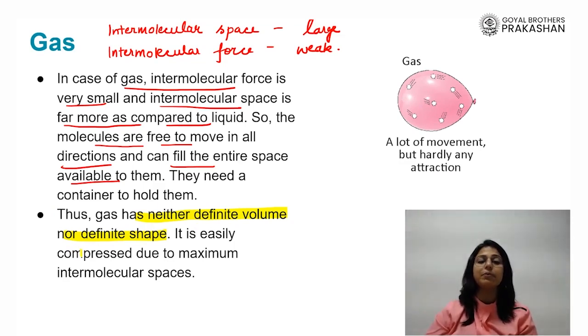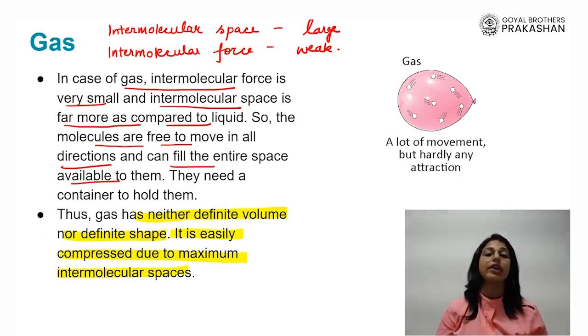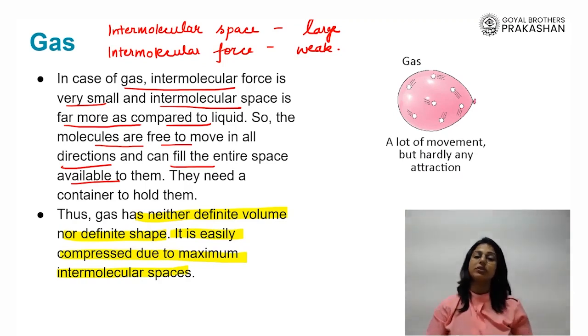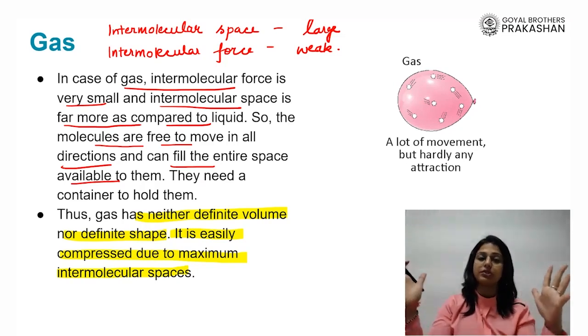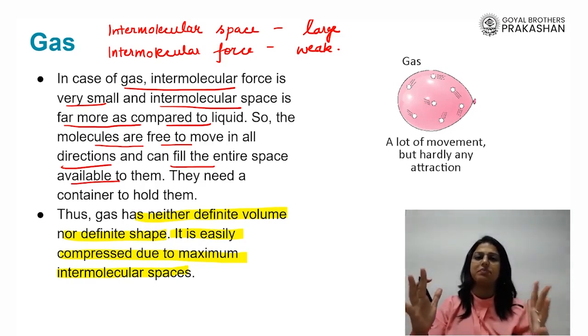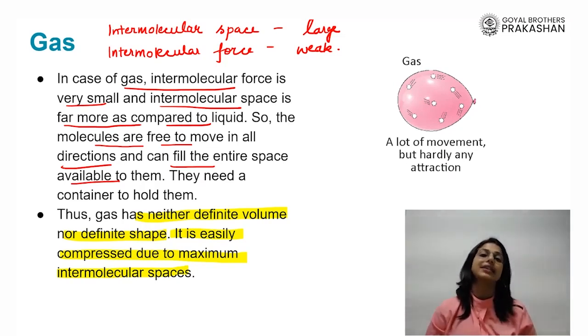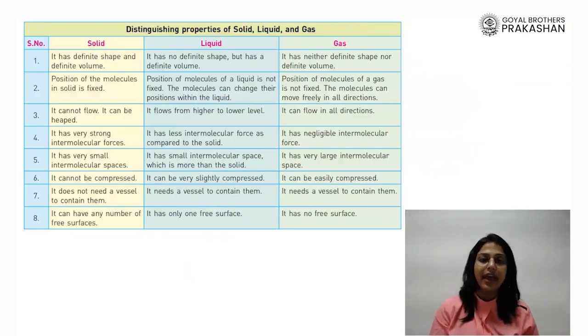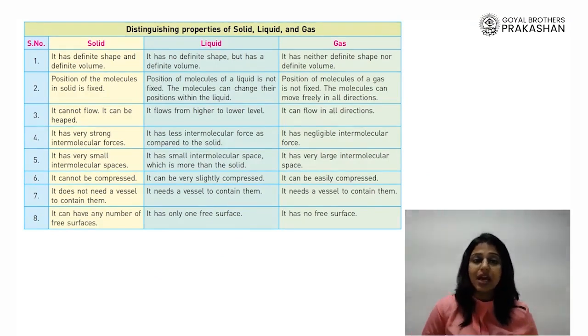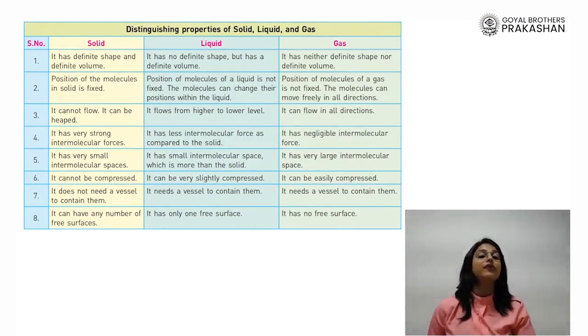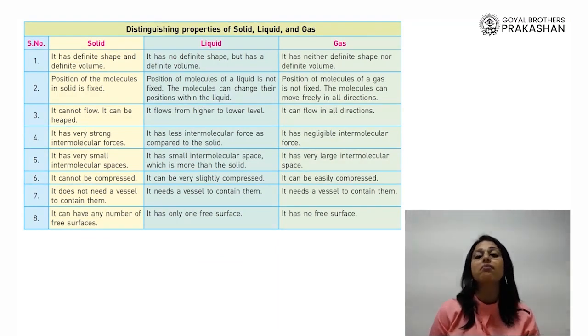It is easily compressed due to maximum intermolecular spaces. Because it has so much space in between, I can compress a gas. For example, if I take a balloon, I blow some air in it, I can put my hands and put force and press it, the balloon will change shape. Why? Because the gas can be compressed. Hence, we figured out why these three different states exist, because they have different structuring for their molecules.